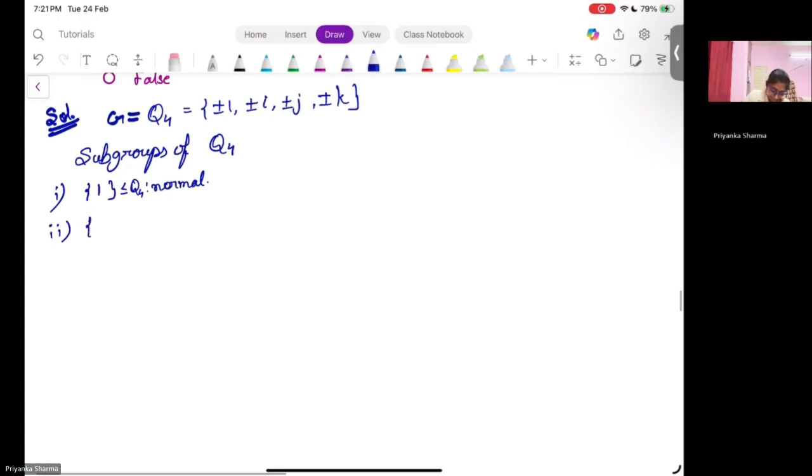Secondly, 1 and minus 1, because minus 1 is an element of order 2. So this is the subgroup generated by minus 1. It means minus 1 and powers of that. So minus 1 to the power 1 means minus 1, and its square will give us 1 again. And this is a subgroup of order 2.